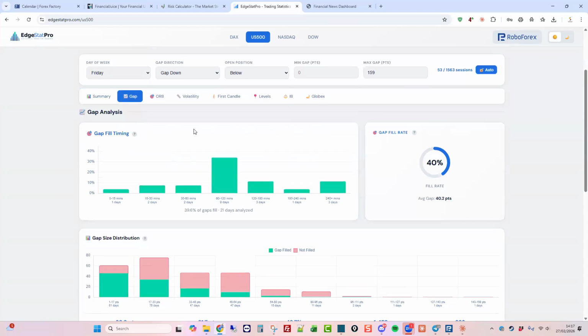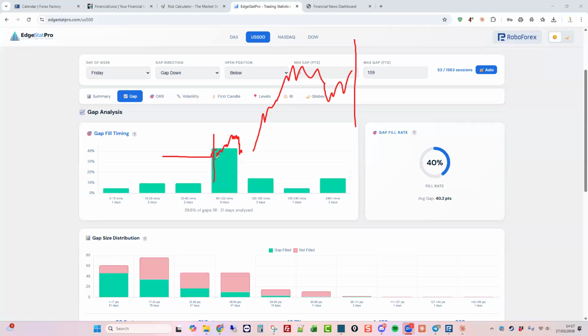So the idea behind the gap analysis is we always have a gap on indices. When there is a close at the market, we then have a little bit of aftermarket movement. Then we have pre-market movement, and then the market reopens again. So in the case of the S&P 500, we're closing there at 4:30 US. We're opening there at 9:30 a.m. US. So all of this is pre-market data.